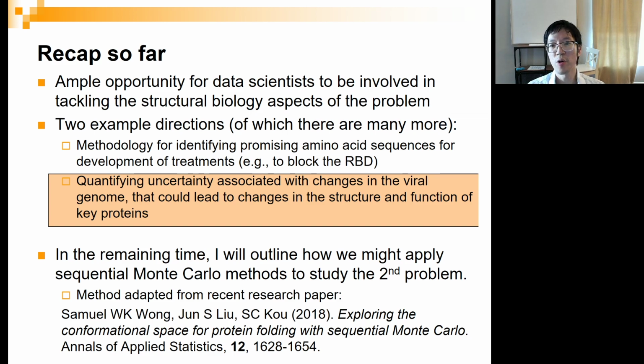Okay, so this part will start to get a little bit technical in terms of the statistics, but I just want you to be able to catch some of the big ideas and how we can adapt some of these ideas to help study this second problem. These are some ongoing research thoughts that I am currently investigating myself. So let's get into that.